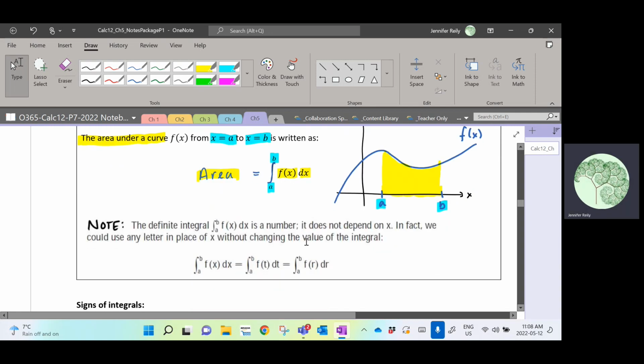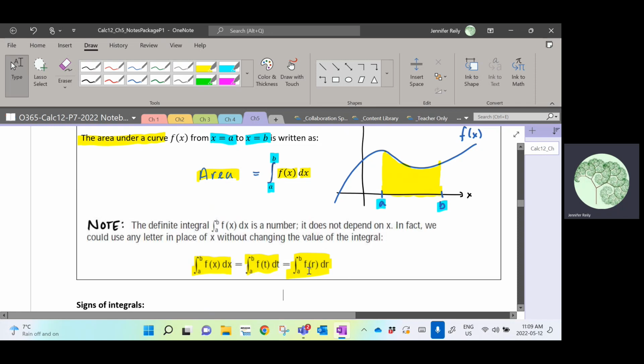Okay, so the other thing to note is it doesn't matter which variable you're working in. So the integral from a to b of f of x dx would be the exact same as the integral from a to b of f of t dt or f of r dr. Like, it doesn't matter which variable you use, it'll be the same area each time. Okay, so sometimes, like in a word problem, for example, we might be working with the variable t for time instead of x, but this integral would be written with the letter t instead. It would give you the same area.